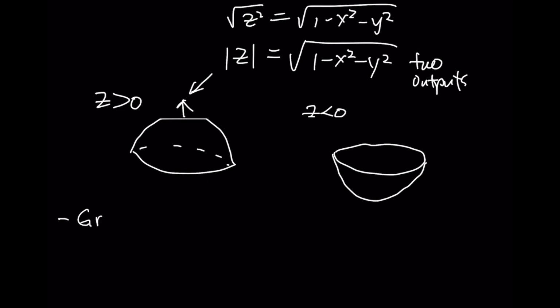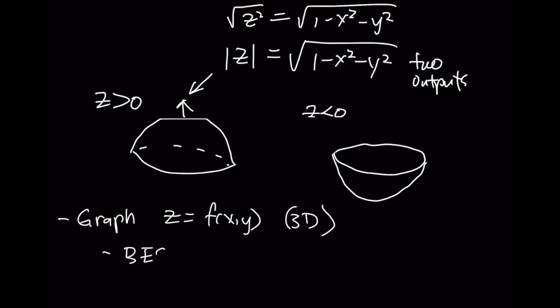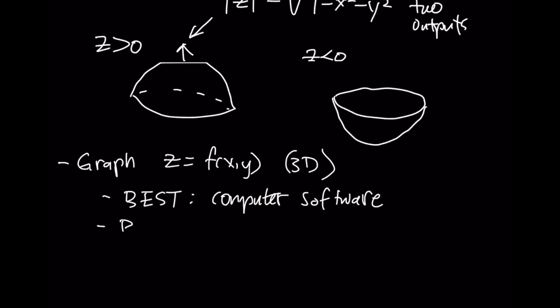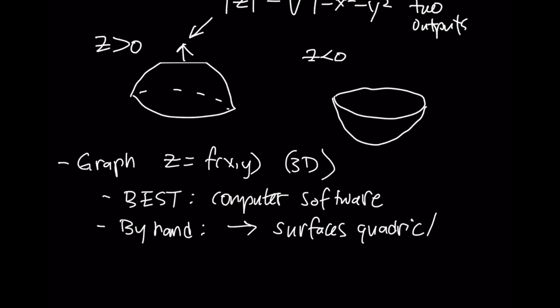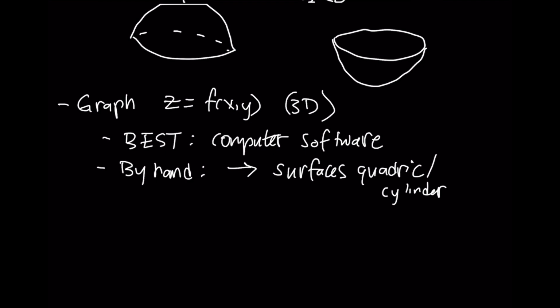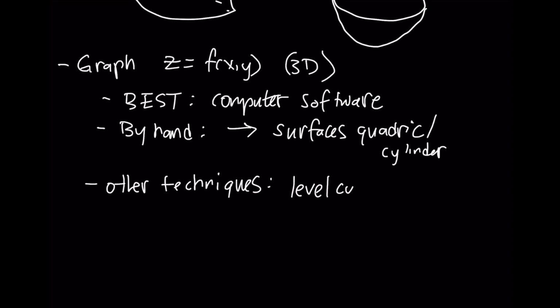So if we want to graph functions of two variables like this, we see that we need 3D coordinates to do it. Now, the best option if we want to get a picture is to use computer software to visualize everything. If we're restricting ourselves to doing it by hand, we've already seen quadric surfaces. We've also seen cylinders. Now, this gives us some basic examples with which to graph things, but there are other ideas and there are other techniques when you don't have one of these surfaces. And we're going to talk about something called level curves and contour maps.